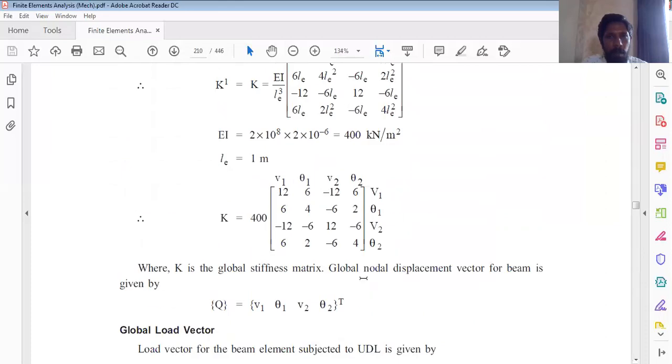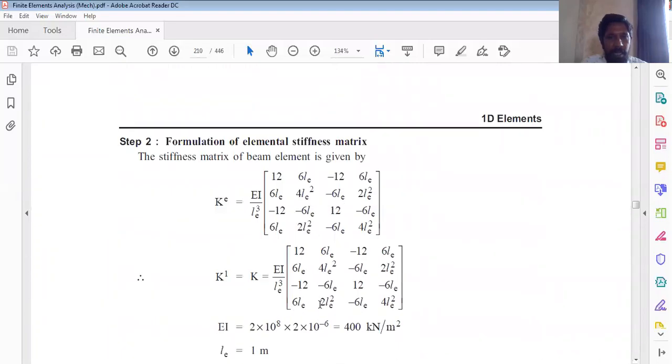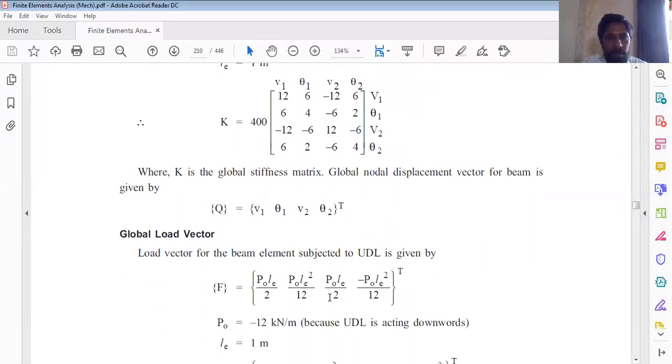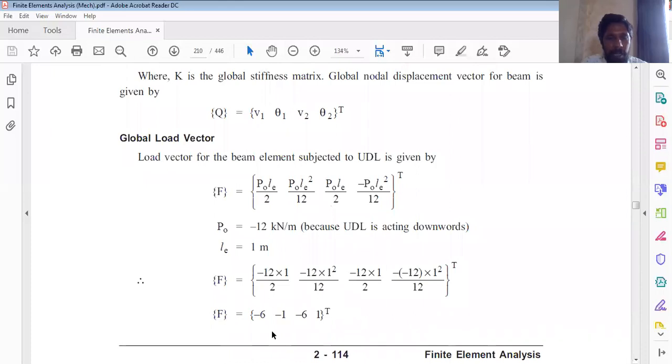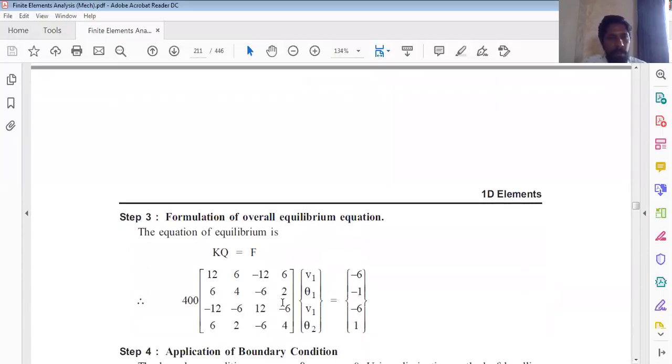Now, as the problem itself consists of only one single beam element, definitely the stiffness matrix we have calculated here is itself the global stiffness matrix, and the displacement vector, V1, theta 1, V2, theta 2, is the global displacement vector, and the values of forces, minus 6, minus 1, minus 6, 1, corresponding to V1, theta 1, V2, theta 2, is itself the global force vector. Now the next step is to formulate the overall equilibrium equation, and for the overall equilibrium equation it is K into Q is equal to F. K is the global stiffness matrix, Q is the global displacement vector, and F is the global force vector.